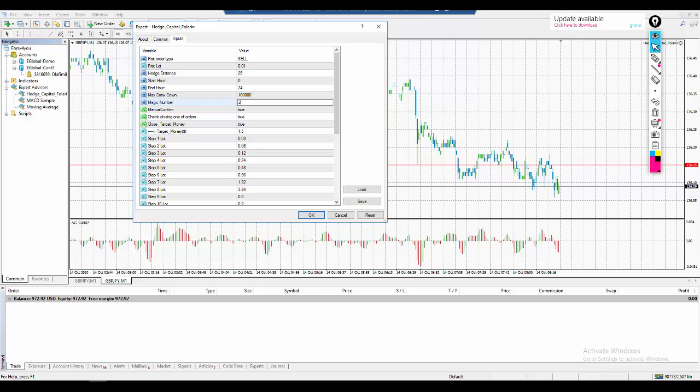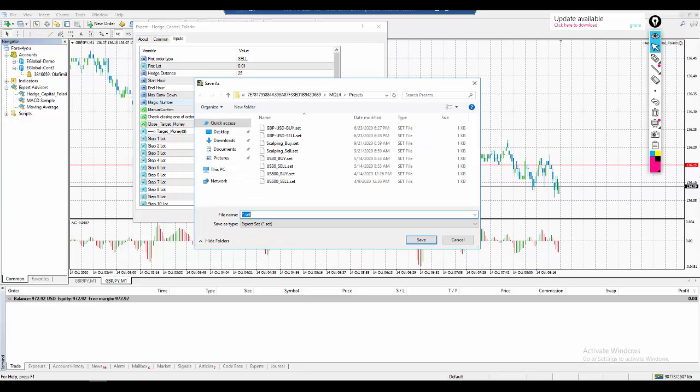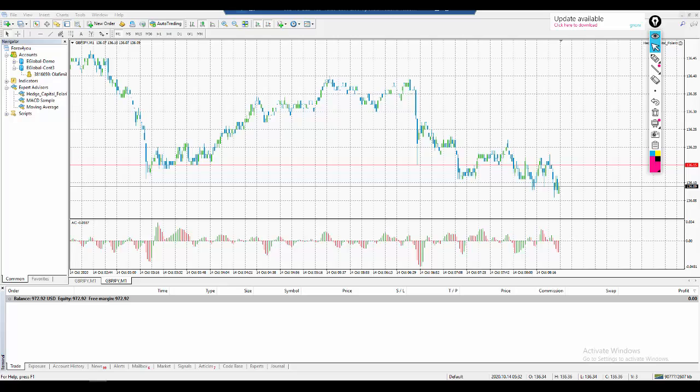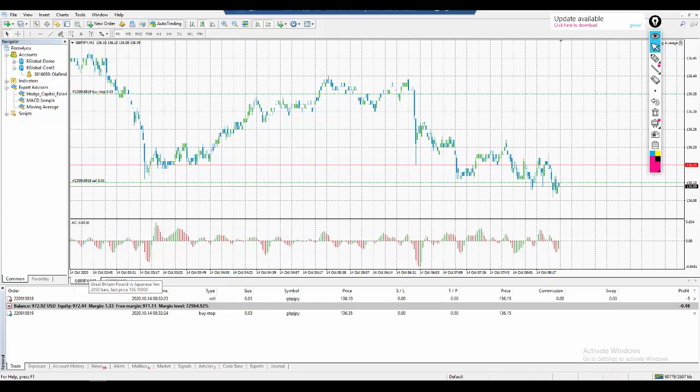Let me check very well. This is okay. Everything is okay, but I need to save it. I want to save this setting. Then I save it as this. Yes, I need to replace it. Then I say okay. So the software is supposed to place my first trade as sell. So my sell trade is coming.